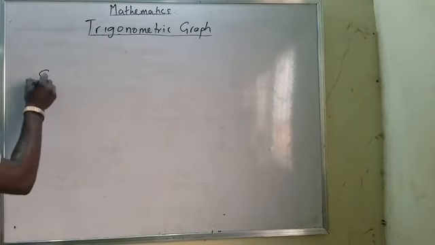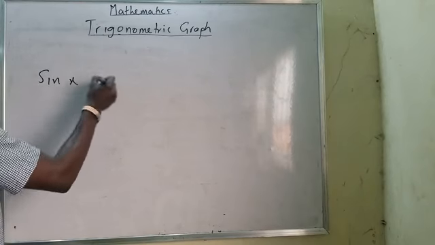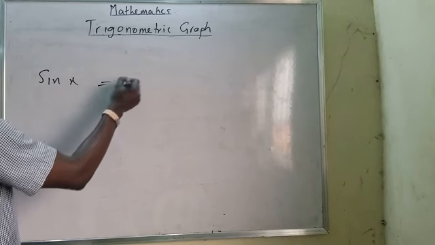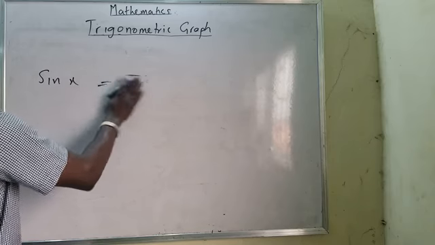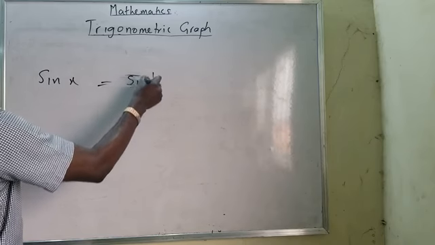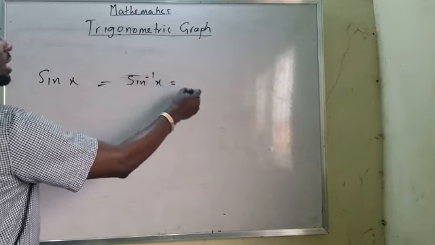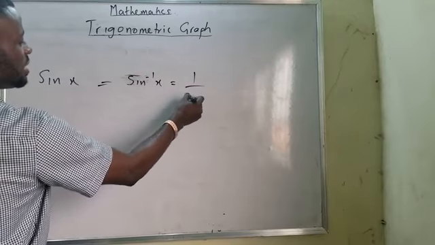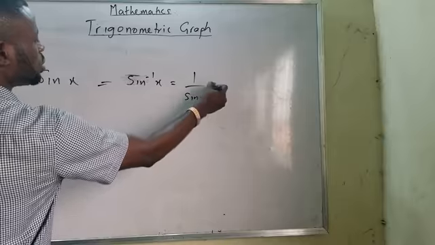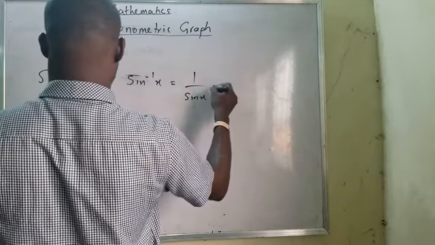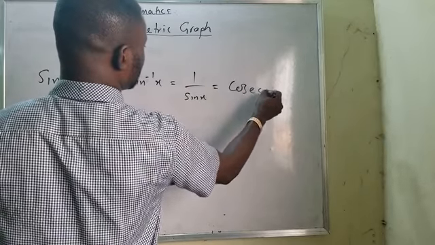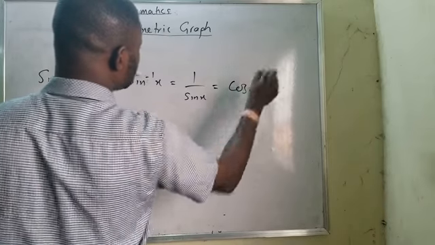For instance, we have sine. This is the first ratio. The reciprocal of sine, we call it sine inverse, which is also the same thing as 1 all over sine of x, which is also called cosec x. Please take note of this.